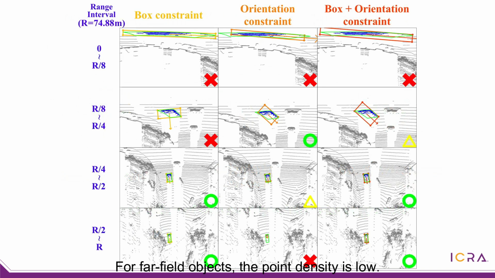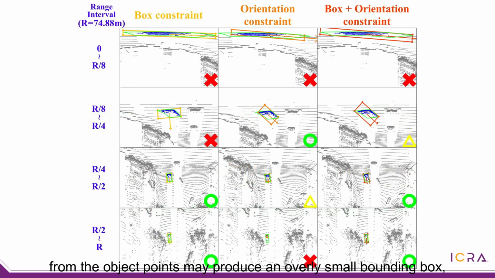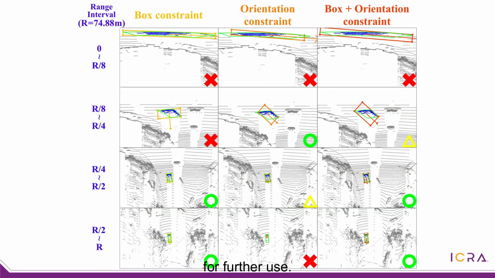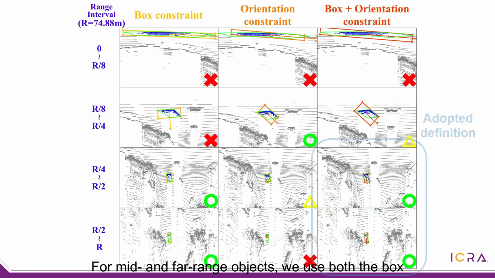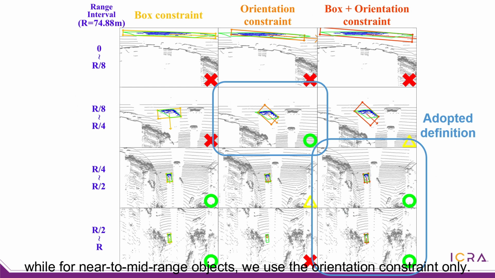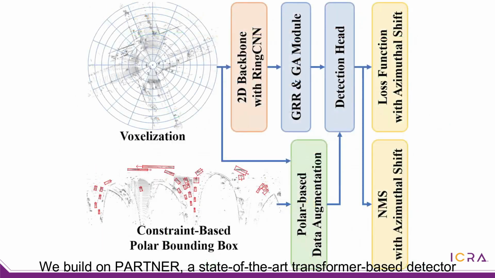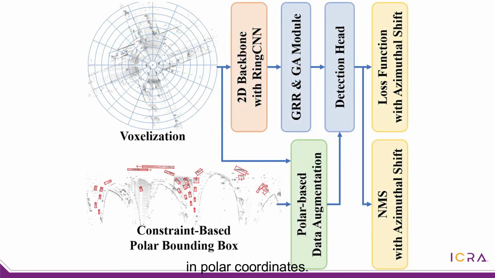For far-field objects, the point density is low. Without the box constraint, deriving an MBR directly from the object points may produce an overly small bounding box, which can affect the IOU calculation during training and evaluation. Based on this analysis, we adopt two bounding box definitions for further use. For mid and far-range objects, we use both the box and orientation constraints, while for near-to-mid-range objects, we use the orientation constraint only. We build on Partner, a state-of-the-art transformer-based detector in polar coordinates.